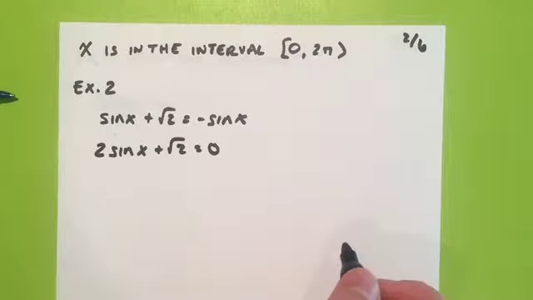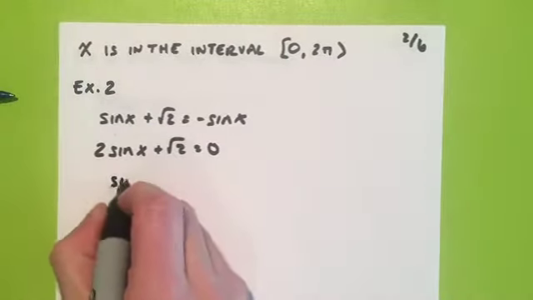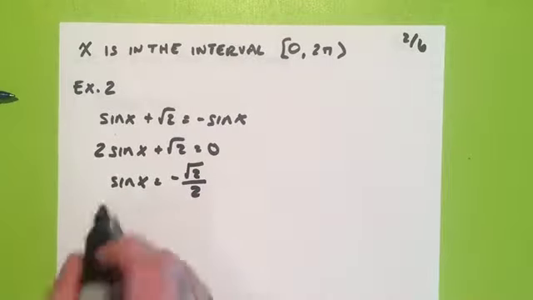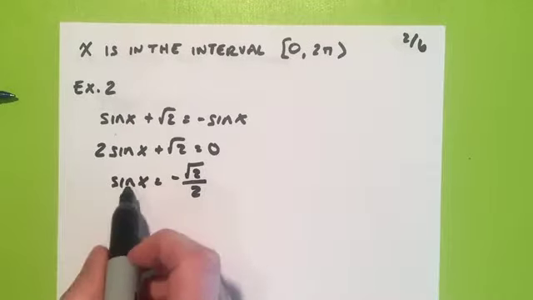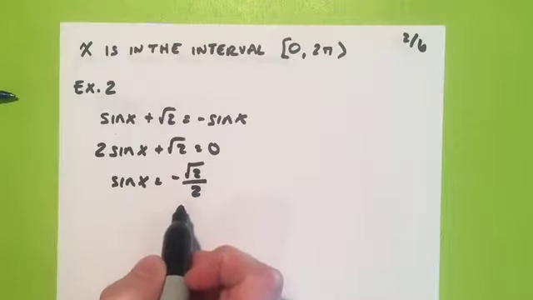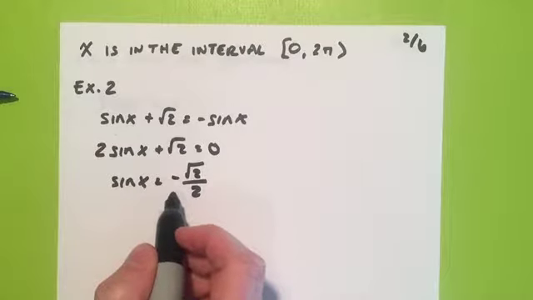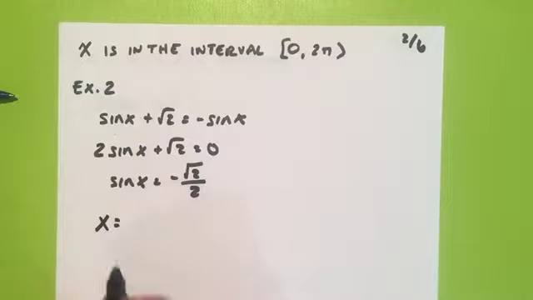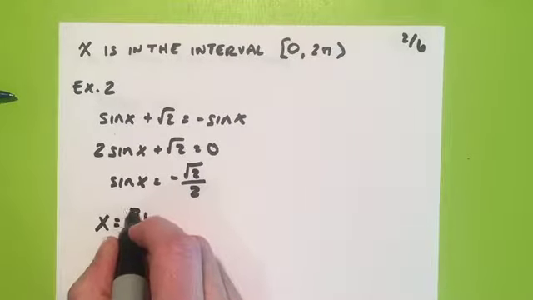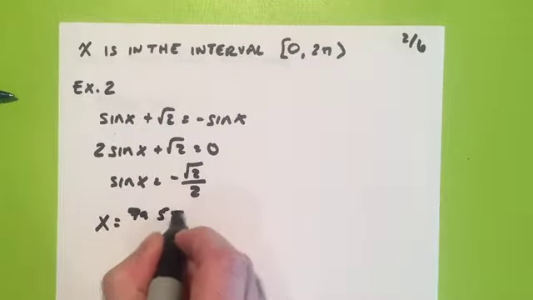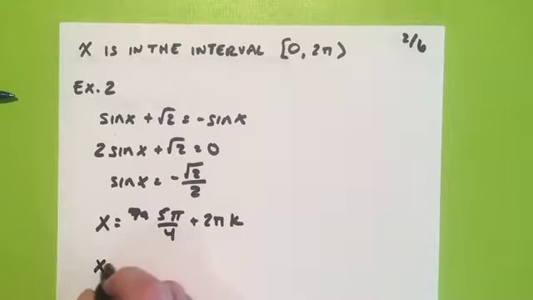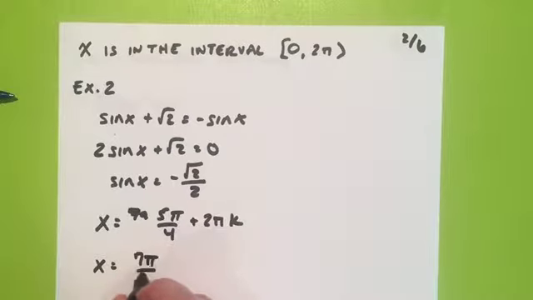And we see that it is something very similar to the last one. We get sine of x equals negative root 2 over 2. I'm thinking, okay, where around the circle is the sine value equal to negative root 2 over 2? Well, that's negative, so sine is negative in quadrants 3 and 4. I need one angle in quadrant 3. That's going to be x equals 5 pi over 4 plus 2 pi k, or we're going to have x equals 7 pi over 4 in quadrant 4 plus 2 pi k.